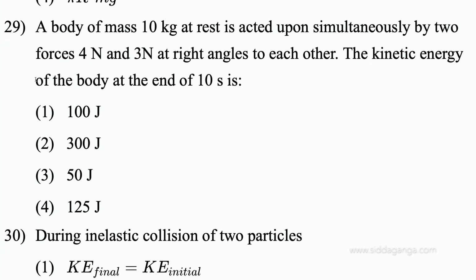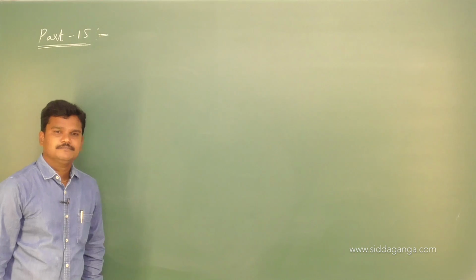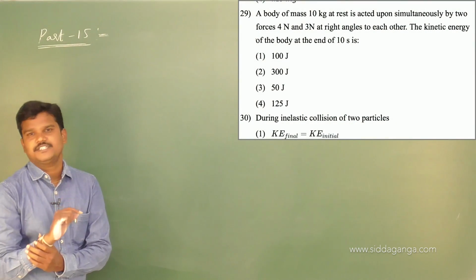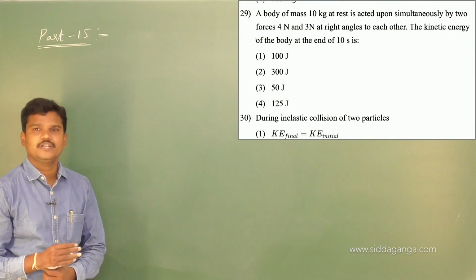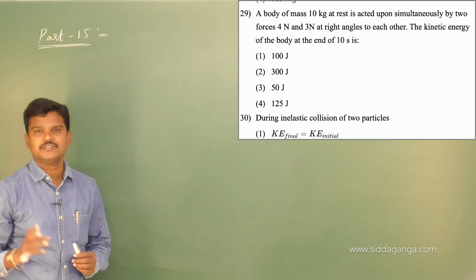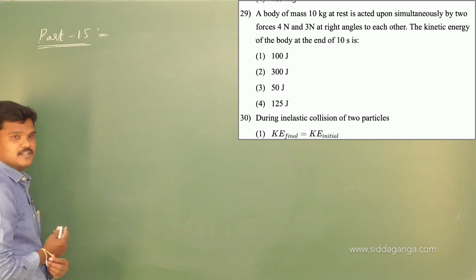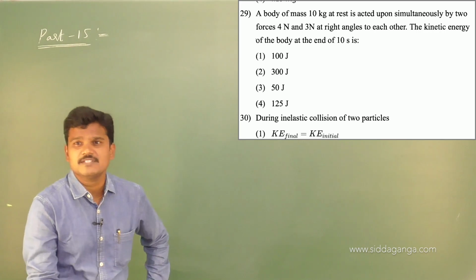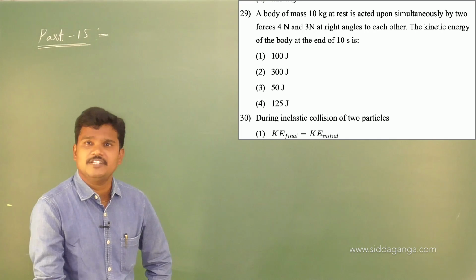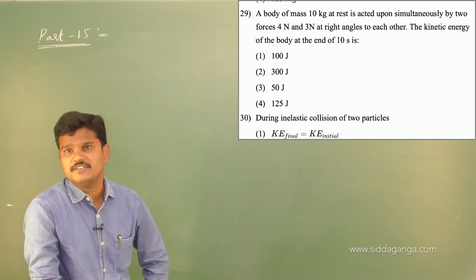A body of mass 10 kg at rest is acted upon simultaneously by two forces, 4 Newton and 3 Newton, at right angles to each other. The kinetic energy of the body at the end of 10 seconds is? Okay, see, the body of mass, how much is given? 10 kg, at rest, acted upon by two forces 4 Newton and 3 Newton at right angles to each other. The kinetic energy of the body at the end of 10 seconds means we know kinetic energy as half mv square. Half m is given. What about v?